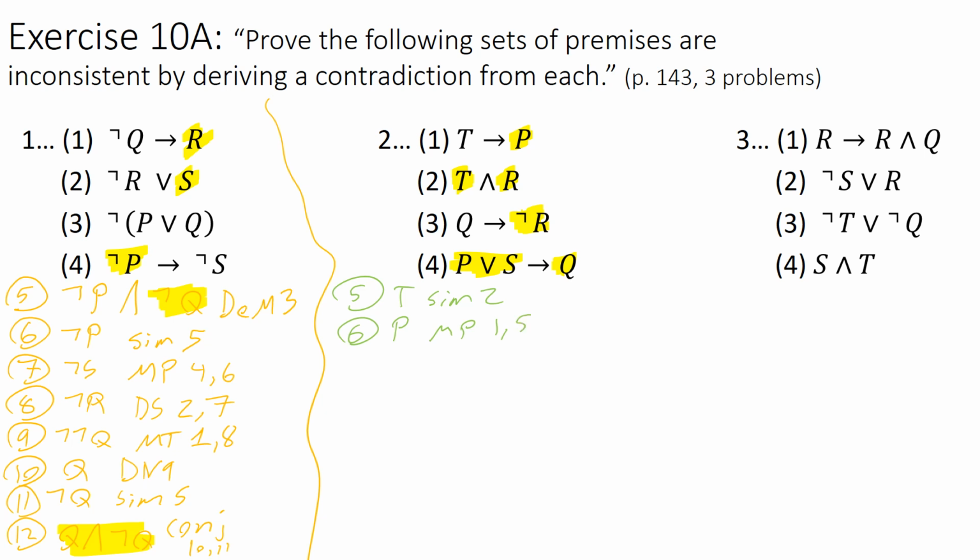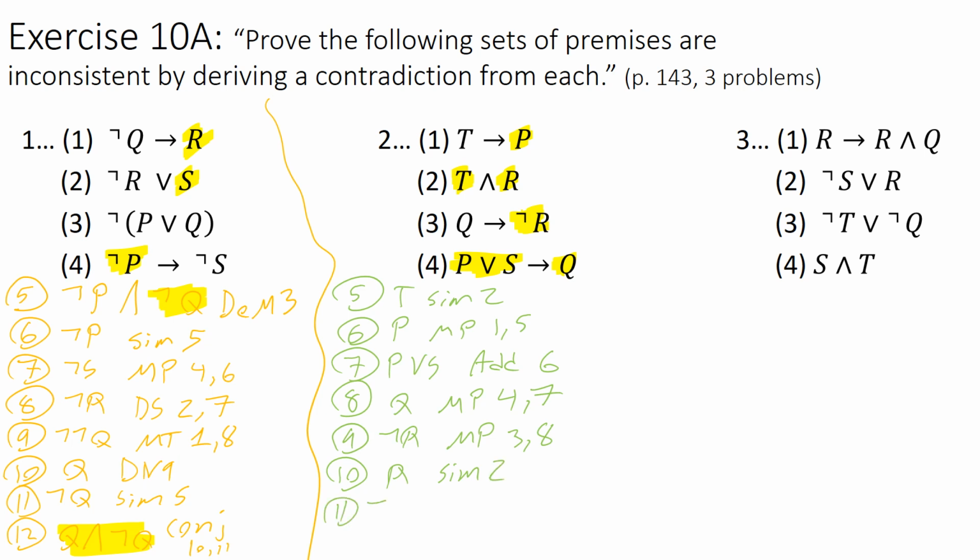For 7, well, we want P or S. So let's say P or S, which we can do by the law of addition from 6. We know P is true, so P or S must be true, regardless if S is true or false. So for 8, we can now get Q by modus ponens with 4 and 7. For 9, get not R, because now we can have a modus ponens situation again with 3 and 8. For 10, get R by the simplification of sentence 2. For 11, we can get not R and R by the conjunction law with sentences 9 and 10. And now we have a contradiction. They cannot both be true. Not R and R. So if the conjunction is false, we have an inconsistent set of premises.